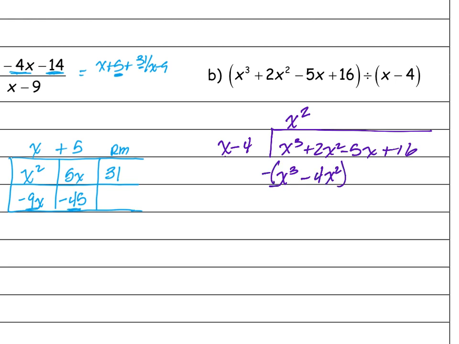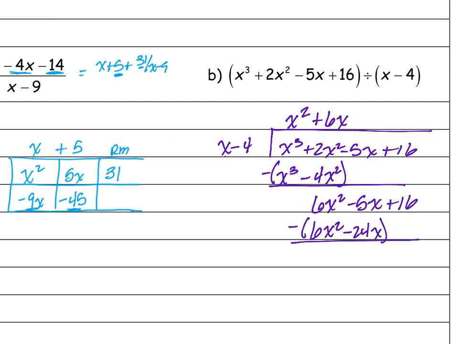And then I'm going to subtract. And I've got, let's see, what do I get there? Minus a minus is plus, so that's 6x squared minus 5x plus 16. x times what gives me 6x squared? Well, that would be 6x. 6x times x is 6x squared. 6 times negative 4 is negative 24x. Subtract that.